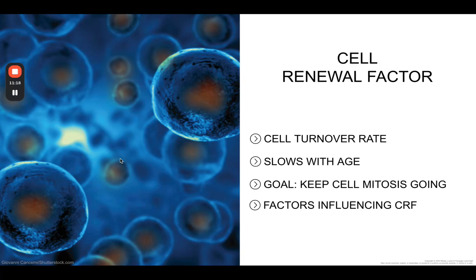So the actual goal is to keep cell mitosis going. That is the main goal of skin preservation. So we do need things like chemical peels to help us preserve our cells, or if we're not going to use chemical peels, everyone needs some form of exfoliation in order to preserve their skin.